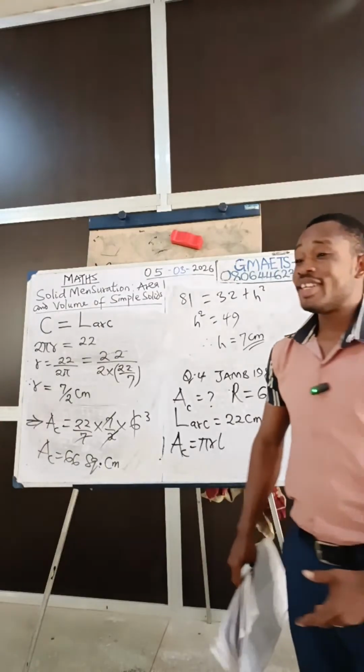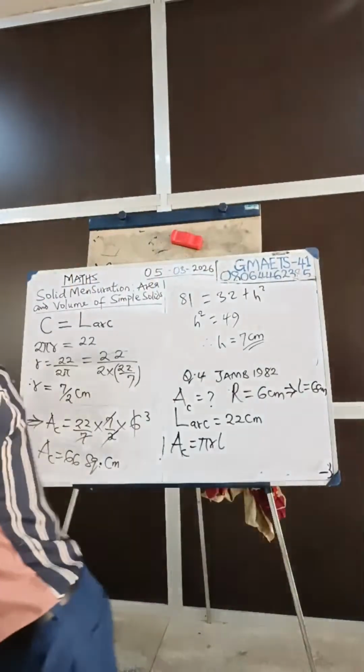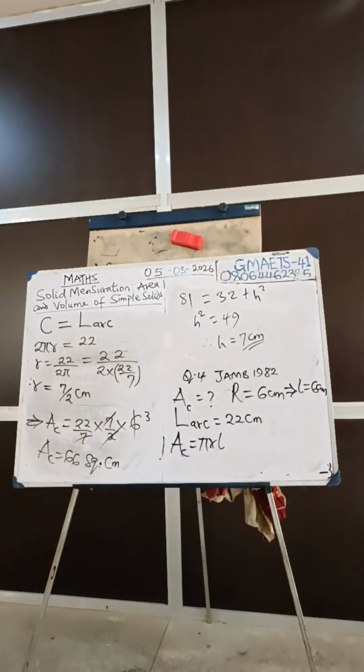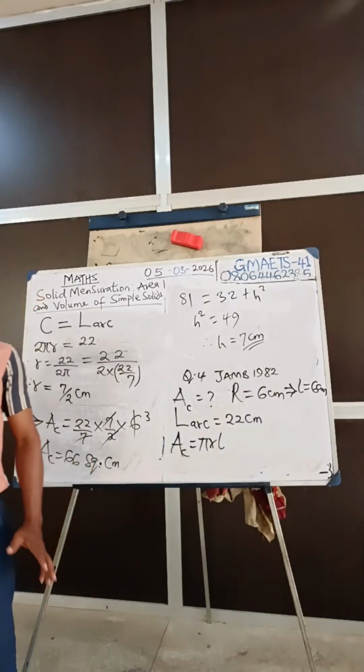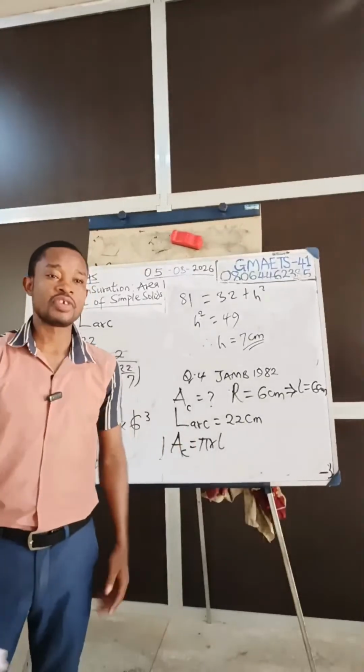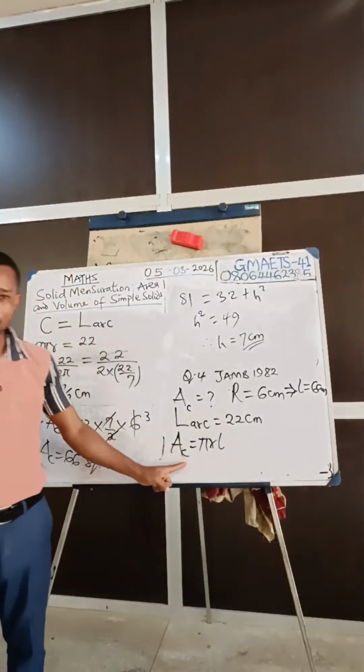Someone is asking, did they ask us to look for the radius, or is it area of the curved surface? You know, your question just made everyone laugh. It is the area of the curved surface that we're asked to find. And this is the formula, is that not so?